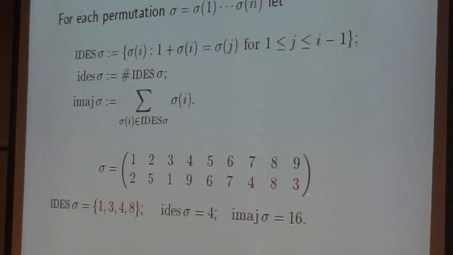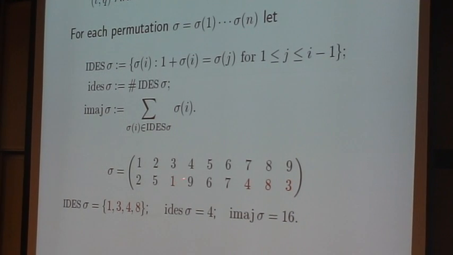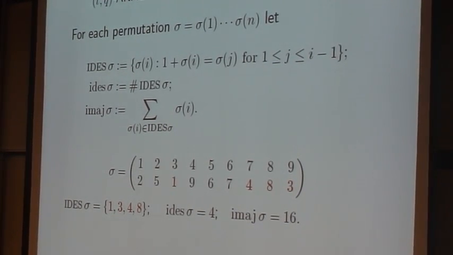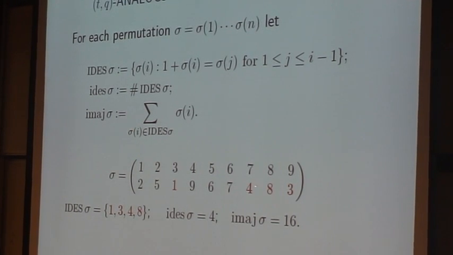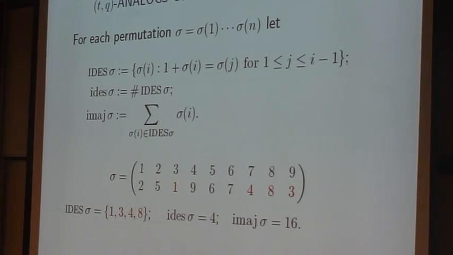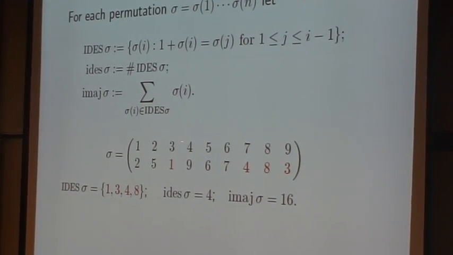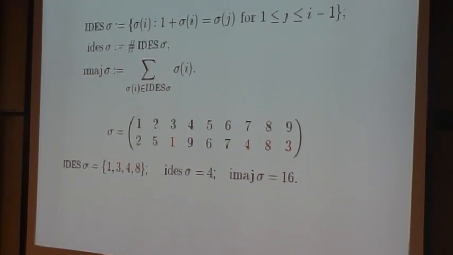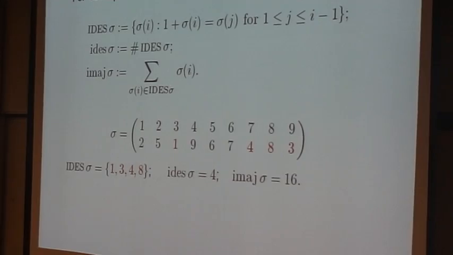Okay, let's have an example. You have a permutation like here. And whenever I plus 1 is to the left of I, then I belongs to the I dash. So 5 is to the left of 4, 9 is to the left of 8, and 4 is to the left of 3. So the set of I dash is 1, 3, 4, and 8. So I dash would be the number of those, the cardinality of I dash, the number of inverse descents.